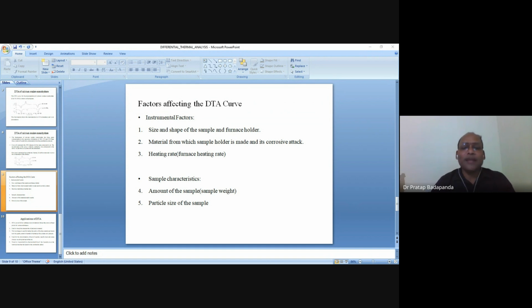Again, the sample characteristics. The amount of the sample, as I have told you several times, the quantity of a sample is most important. If you take a huge amount of sample, the reaction time will be more, and it will consume more energy. Then the particle size of the sample, the size and nature of the particles, is also important.